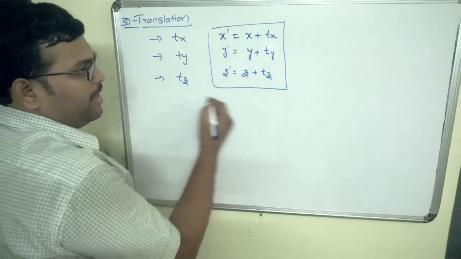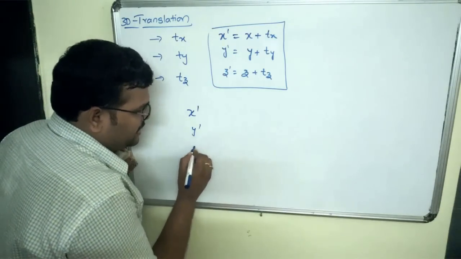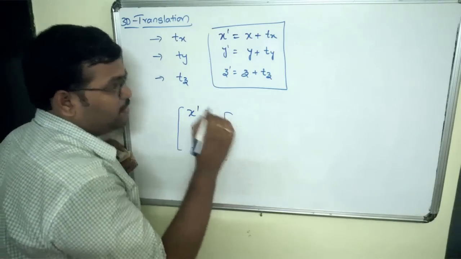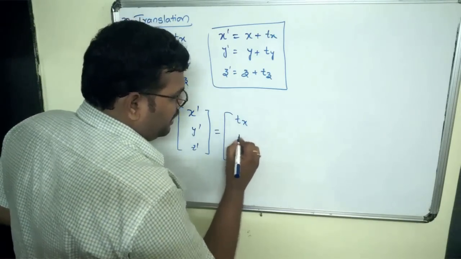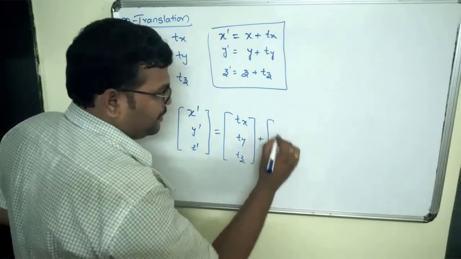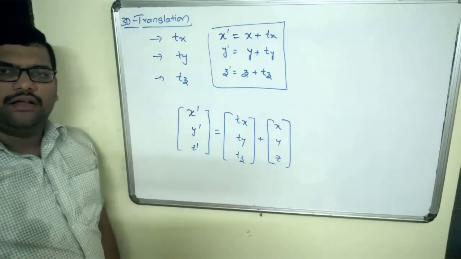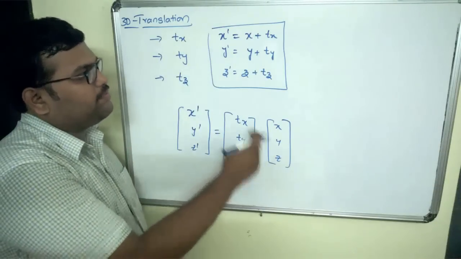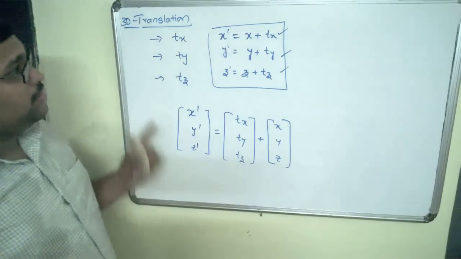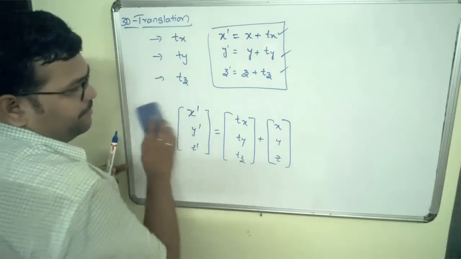No formula is changed. So by representing it in a matrix format, we can write it as x dash, y dash, z dash is equal to tx, ty, tz plus x, y, z. So this is a simple formula. If we add this, we will get the formula x dash, y dash and z dash. So translation is moving from one position to another position. Let us move on to the second one, that is scaling.